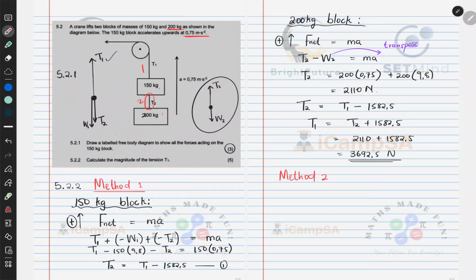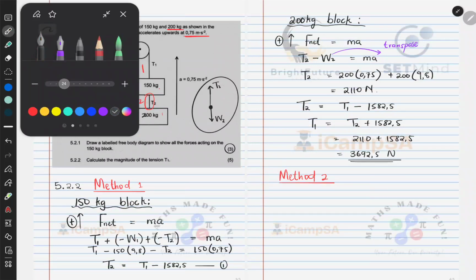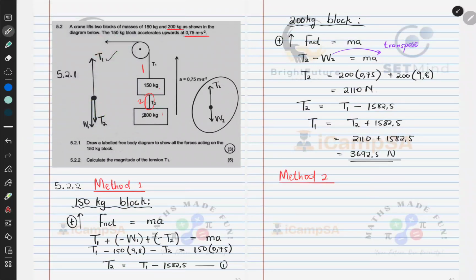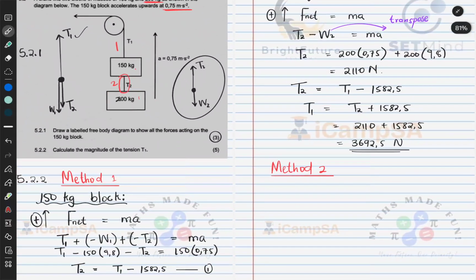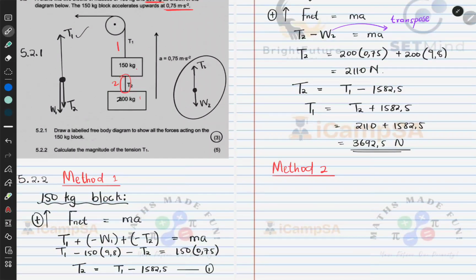It always works, irrespective of whether the blocks are hanging or whether they are placed on a surface and being dragged across that surface. So with method 2, the way it works is, you still choose a direction, right? And then at the interface, you ignore that tension. You just take it as if this was a system of blocks like this.